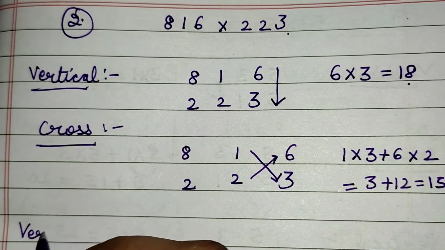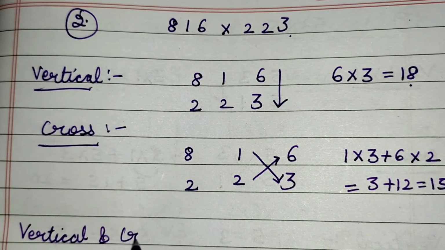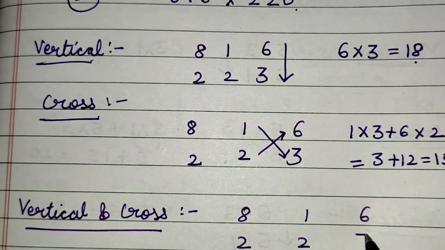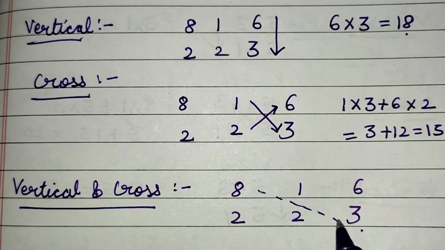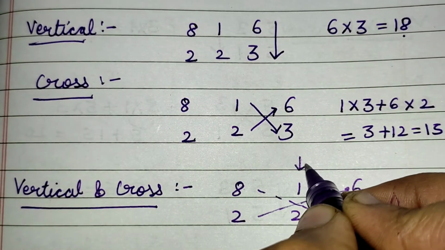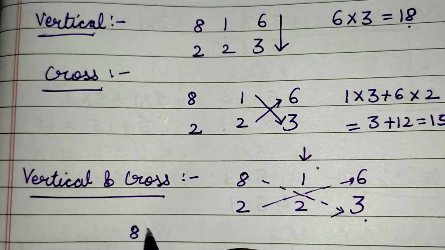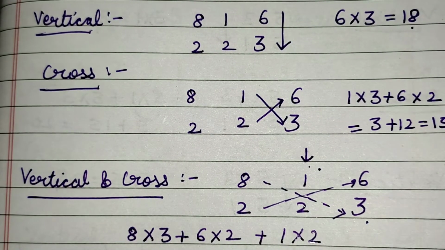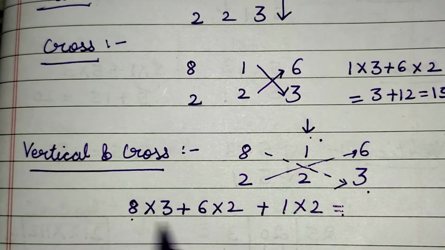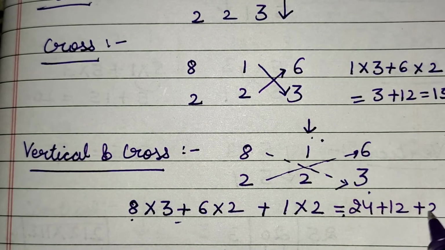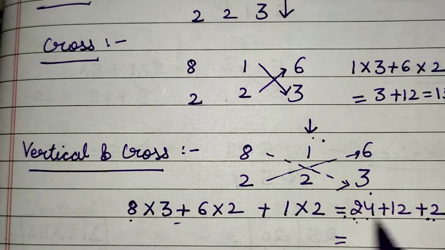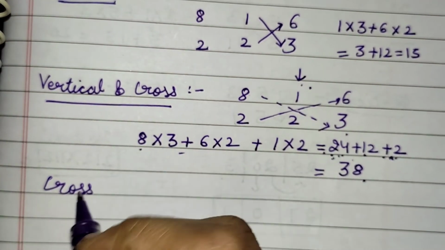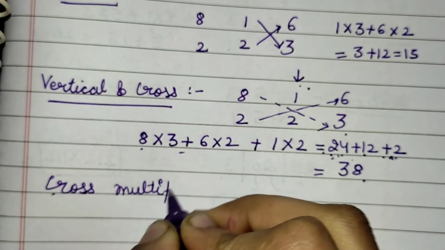Now the third step is what? You have to do vertical and cross multiplication. That means 8, 2, 1, 2, 6 and 3: vertical and cross multiplication of these two numbers, and vertical multiplication of this. That means 8 into 3 plus 6 into 2, plus vertical, which is 1 into 2. So it will give me 24 plus 12 plus 2, which is 24 plus 14, giving me 38.